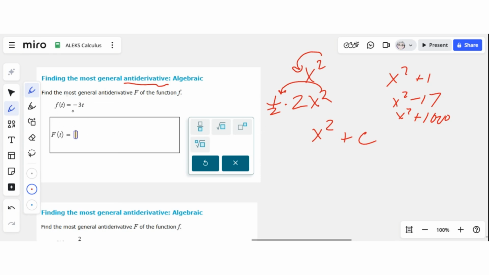We have f of t equals -3 times t, and t is to the first power. So the first thing I'm going to do is raise that power by 1, and then multiply out front by the reciprocal. So 1/2 times -3 is -3/2, and then we've got t squared now plus our arbitrary constant. And that is the antiderivative. You'll notice when you take the derivative of something, the power always goes down with these algebraic expressions. When you take the antiderivative, the power goes up.